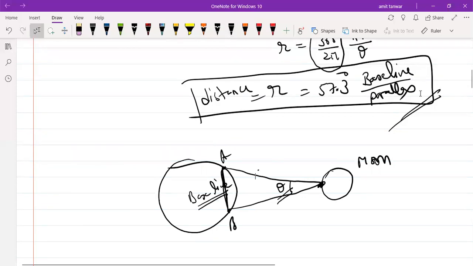Using this formula, I can find out the distance. This is the parallax method.